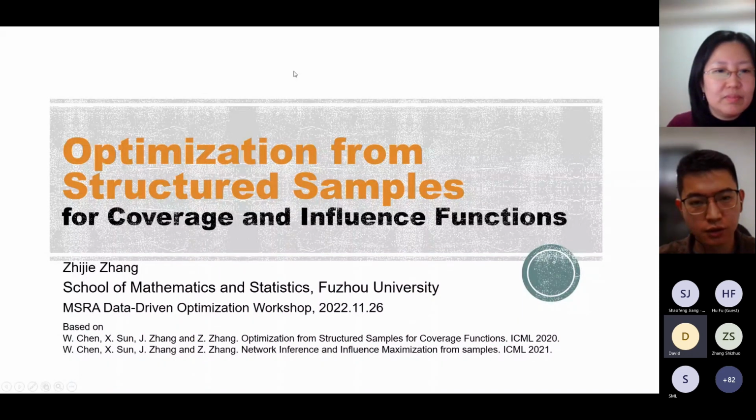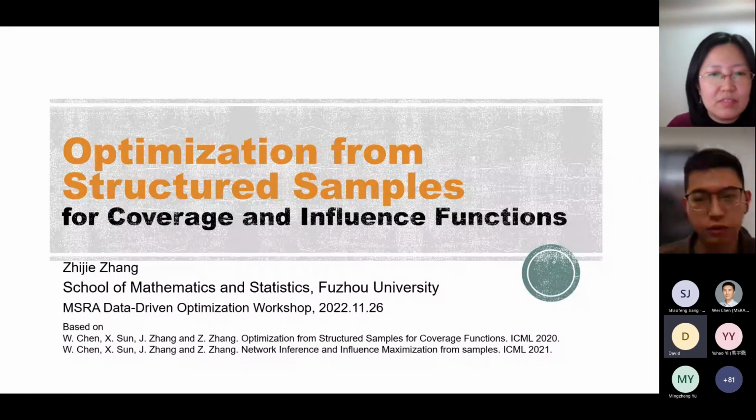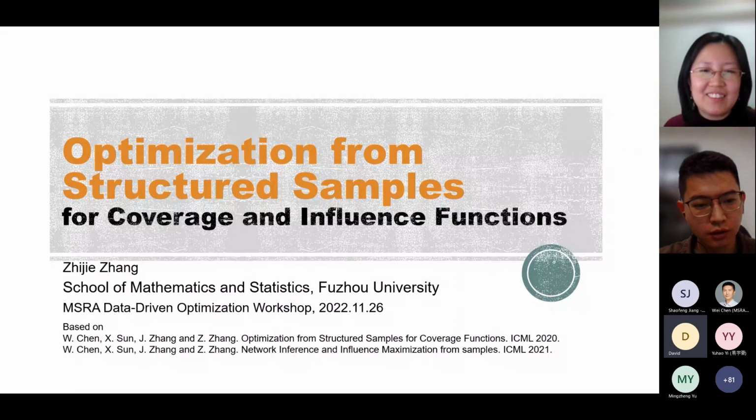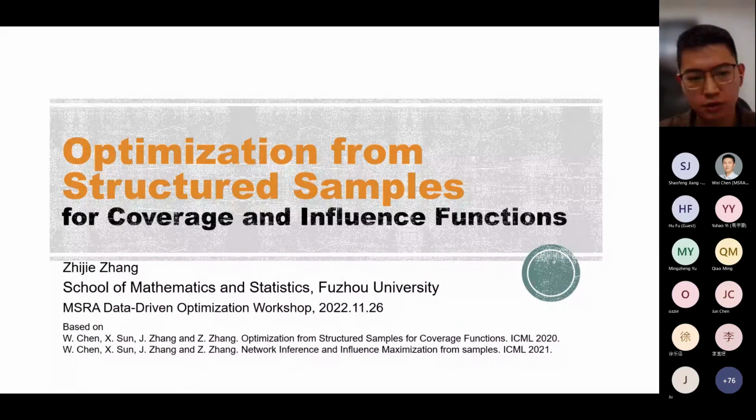Thank you for the introduction and for the invitation to this workshop. It's my great pleasure to participate in this workshop and share my recent works on optimization from structured samples. This talk is based on my two SML papers, joint with Professor Wei Chen from MSRA, also the organizer of the workshop, and Jialin Zhang and Xiaoming Sun, my advisors from the Institute of Computing Technology, Chinese Academy of Sciences.